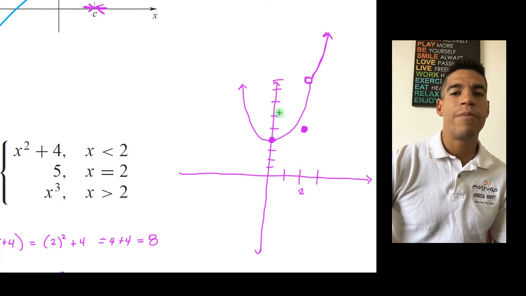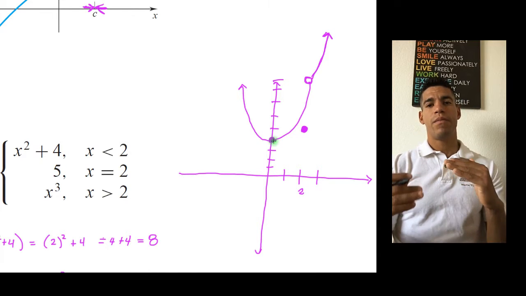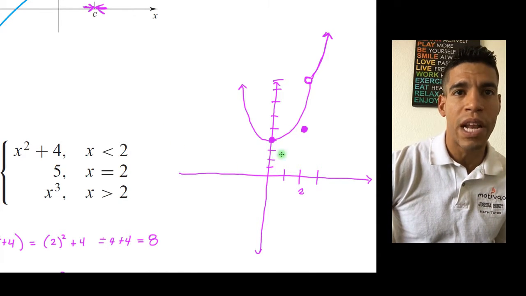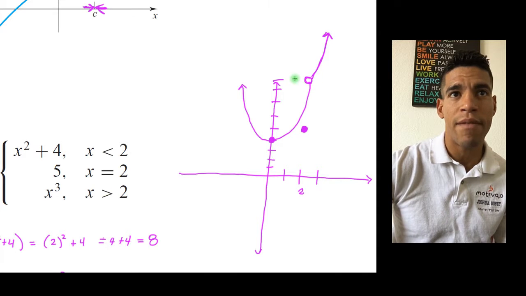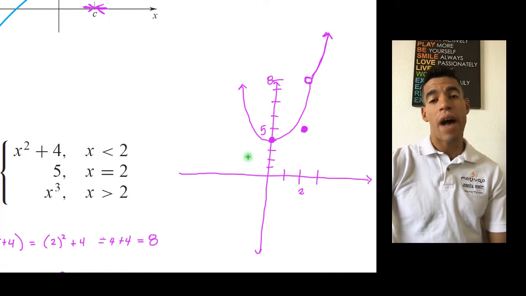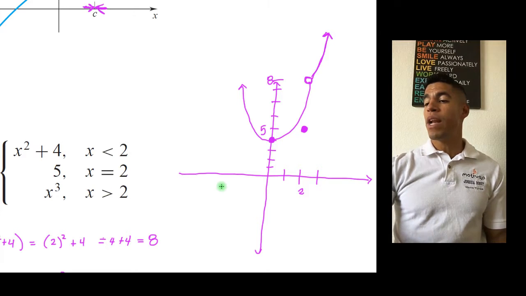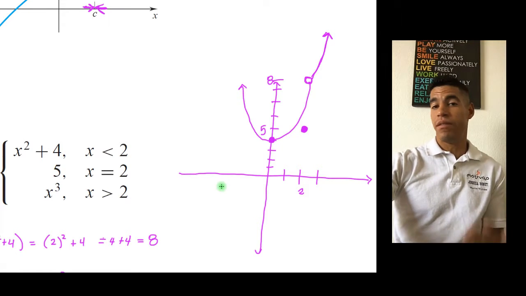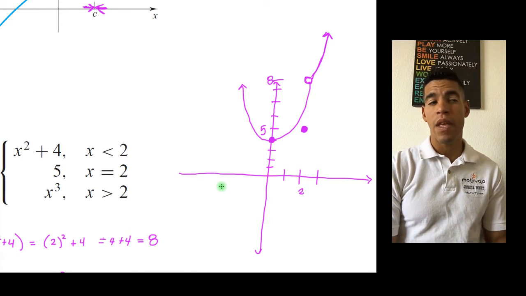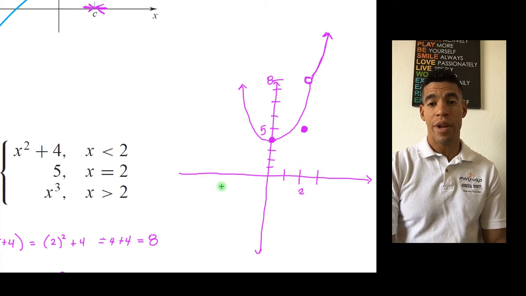So notice that the limit is still 8 because as x approaches 2 from the left and from the right, we have that value 8. But at the point 2, it's 5. Okay? So that's the example that I wanted to give. That's what a point discontinuity, a removable discontinuity, looks like.